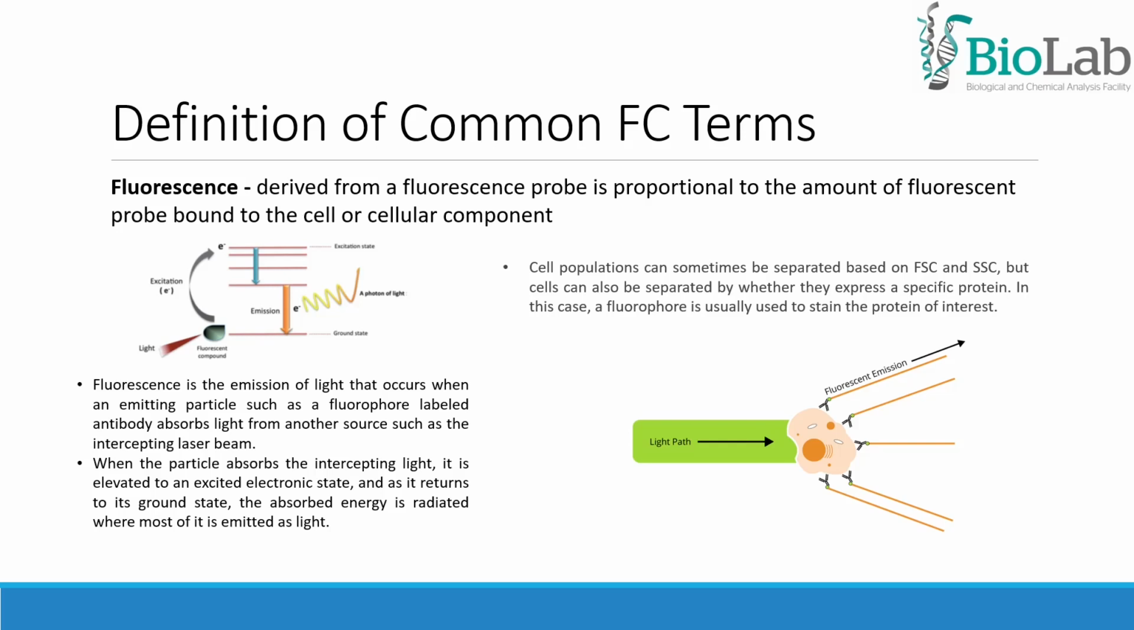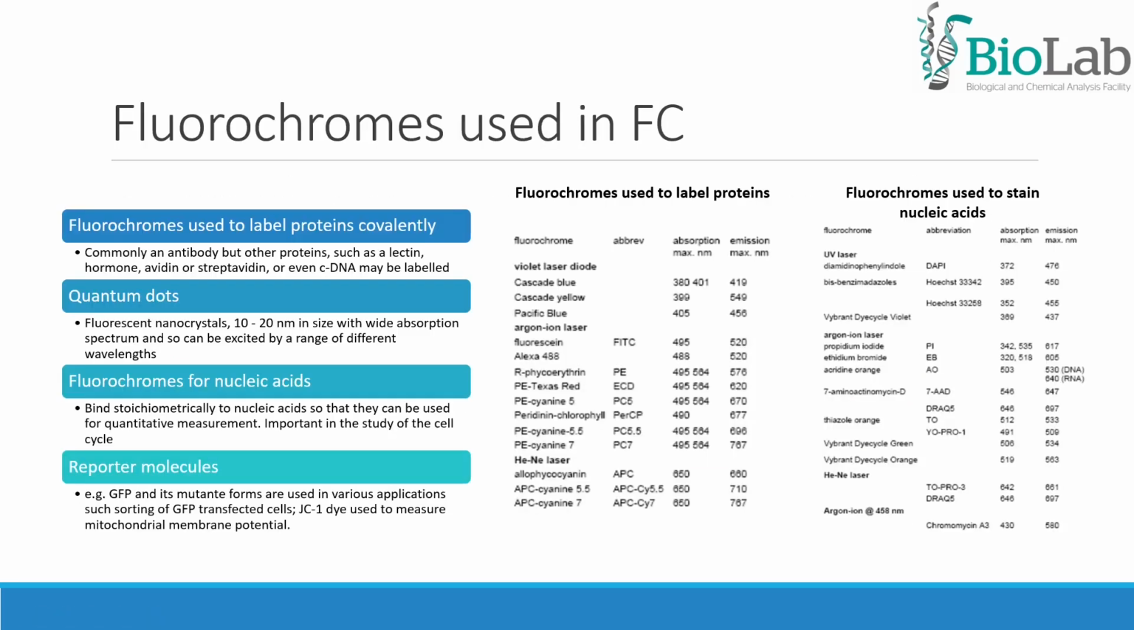In flow cytometry, cell populations can sometimes be separated based on forward scatter and side scatter, but cells can also be separated by whether they express a specific protein. In this case, a fluorophore is usually used to stain the protein of interest. In flow cytometry, laser light is usually used to excite the fluorochromes. These lasers produce light in the UV and/or visible range. Fluorochromes are selected based on their abilities to fluoresce with the wavelengths of light produced by the lasers.